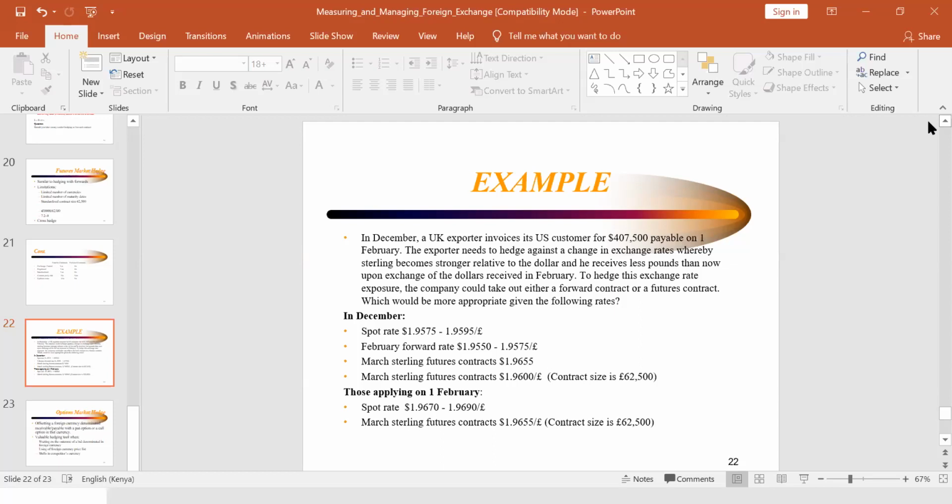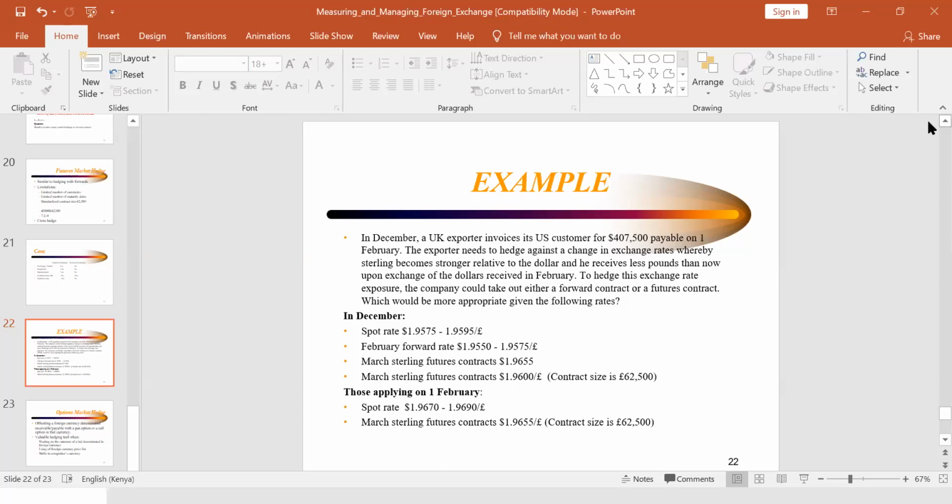Then on that day, the March starting future is selling at 1.9655. If you were to buy, this is the rate at which you would buy the future contract, which is 1.9600. The standard size is 62,500 pounds, as per the question.